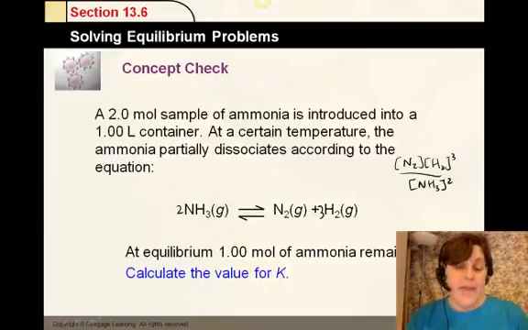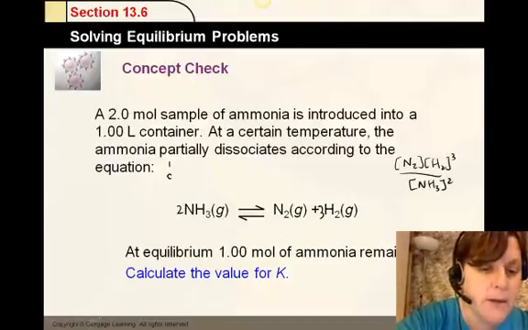Okay, that's the value of K. We'll be plugging these numbers in. In the beginning, they tell you you have a 2-mole sample, and it's in a 1-liter container. Now that really helps out because we need molarity. 2 moles in 1 liter is 2 molar. So I'm going to cheat. I'll put my ICE chart up here.